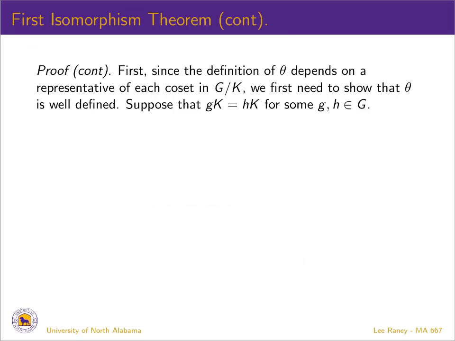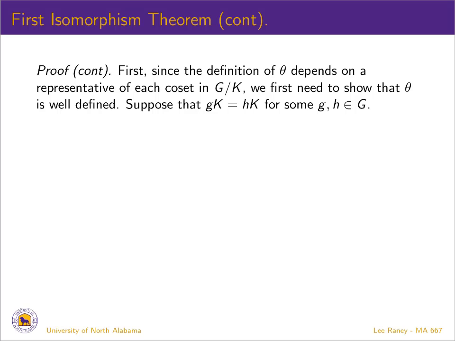All right, so what we'll do is show that the map theta is well defined. Since theta depends on a representative in each coset in G over K, let's suppose that we have the same coset represented by two different elements, g and h. So gK is equal to hK for some g, h in G.